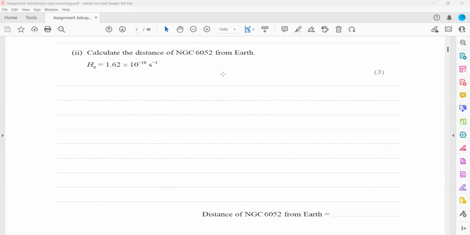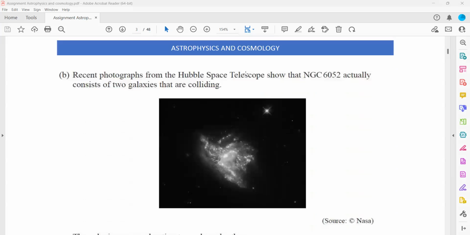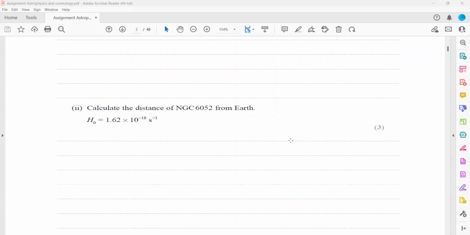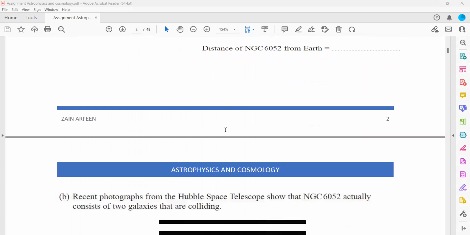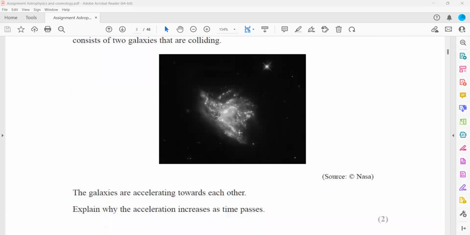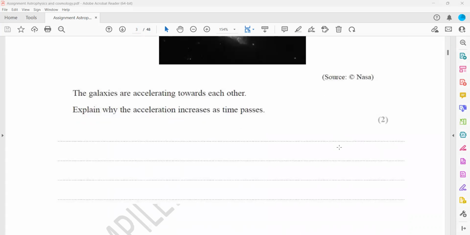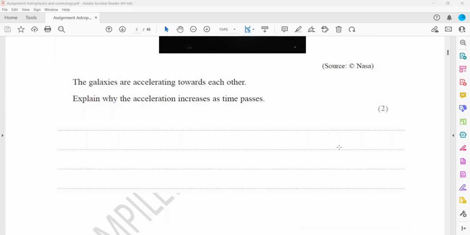The next part: the recent photograph of the Hubble Space Telescope shows that NGC 6052 actually consists of two galaxies that are colliding. So you can see that in the 18th century, the irregular shape it appeared as was actually a collision of two galaxies, seen in a clearer image. The galaxies are accelerating towards each other. Explain why the acceleration increases as time passes. So what will be the reason for that?